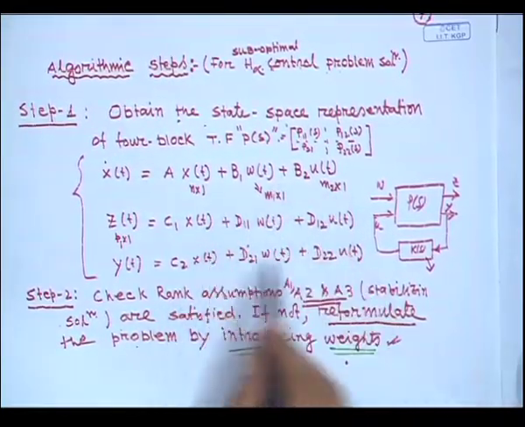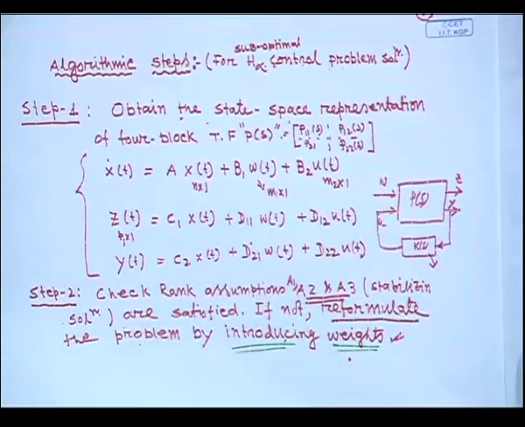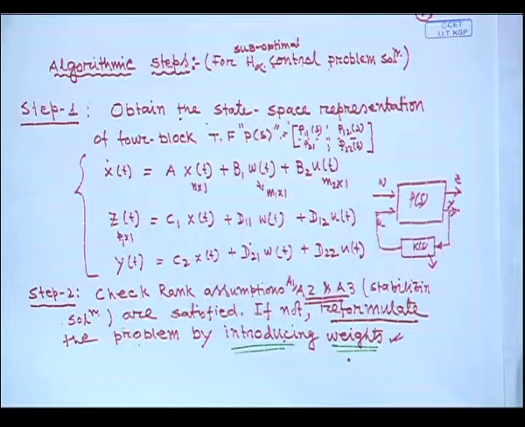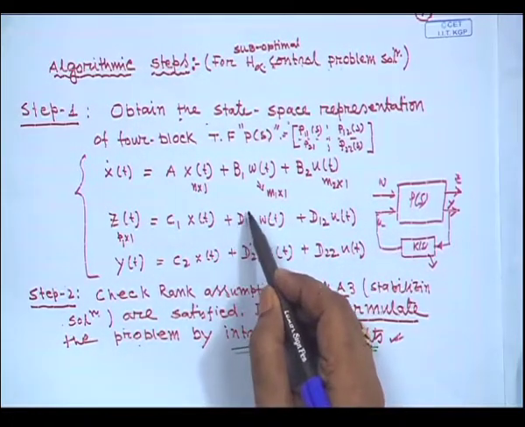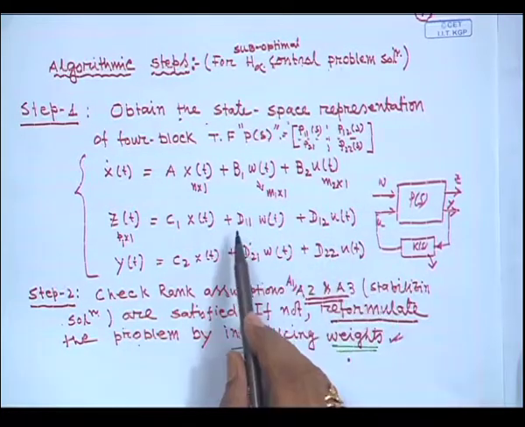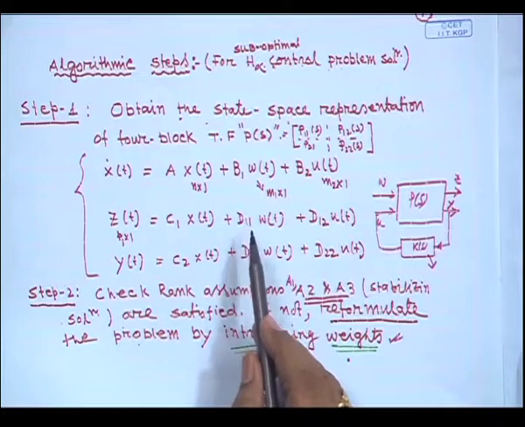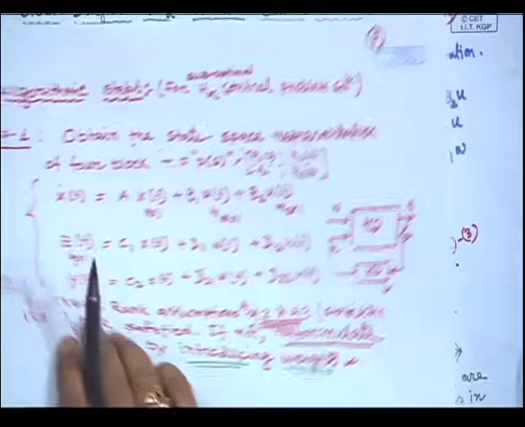Plant description is this one. I made an assumption in order to draw the block diagram form. I made the assumption D11 = 0, D22 = 0. This indicates that the transfer functions P11(s) and P22(s) will be strictly proper transfer functions.